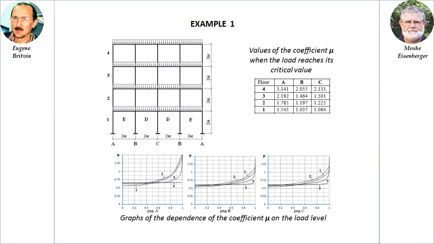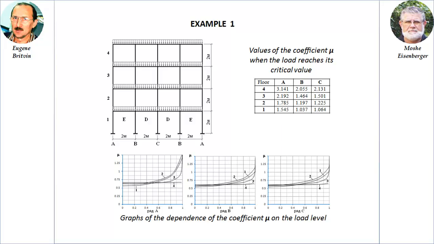This figure shows the design model for a 4-story, 4-span frame. All rods are of the same cross-section. The floors and overhead cover are loaded with the same distributed load. The graphs in the figure show the curves for the buckling length coefficient mu versus the load level for columns A, B, C, calculated programmatically using the algorithm described above.